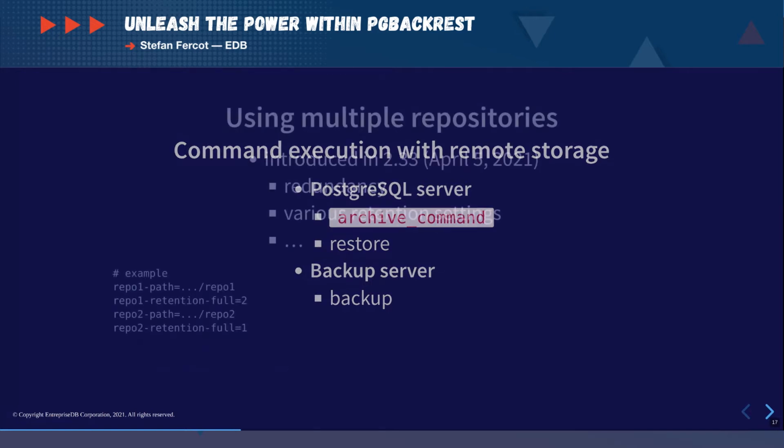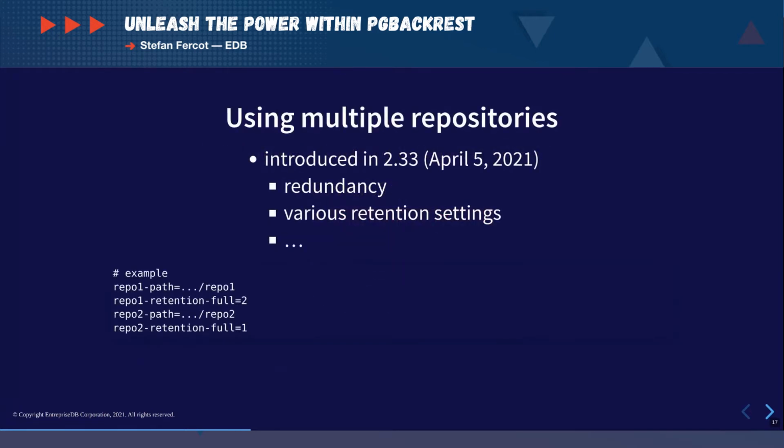But last April, we introduced multiple repositories. Why? Because we can have redundancy, or we can have various retention settings. Here, the example is pretty simple. We got two local repositories with various retention settings. More full backups in one, less in the other.